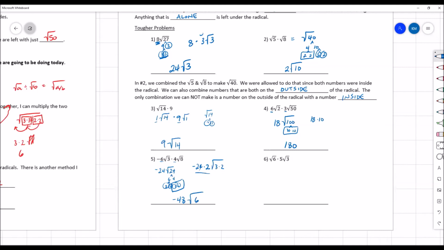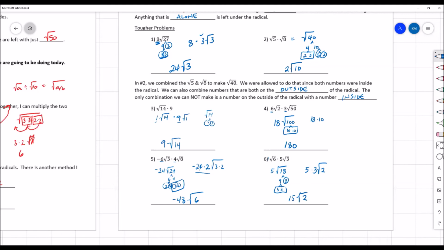And then number 6, we have radical 6 times 5 radical 3. Okay, so outside times outside, 5. Inside times inside, radical 18. 5 radical 18, split that up, 9 and 2, 3 and 3. So we have a pair of 3s that goes outside now because it's a pair. And a 2 without a pair. So 5 times 3 is 15, radical 2.